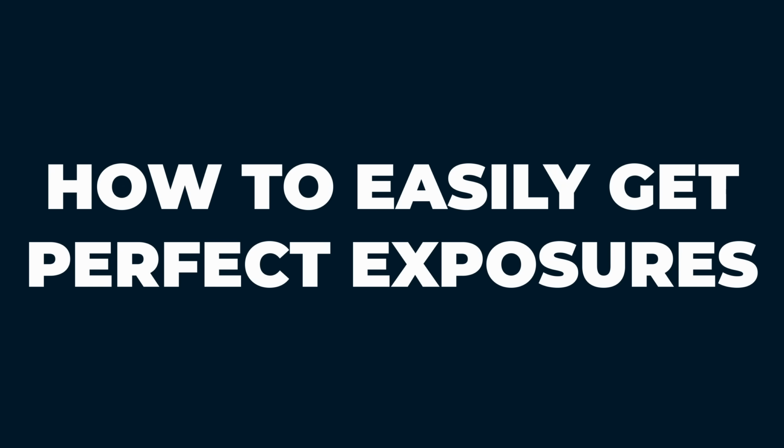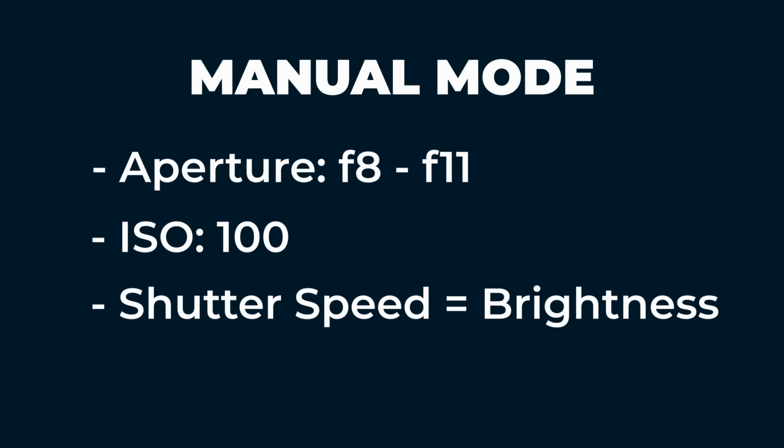But when you take everything that I've covered in this video and boil it down to its most simple to understand form, here is how you can easily get perfect exposures. Put your camera in manual mode, set your aperture to f8 to f11, ISO to 100, and then use your shutter speed as a brightness dial to perfectly dial in the best exposure without having to hope the camera gets it right with its best calculation. Now a quick side note, shutter speeds longer than 1/100th of a second are probably going to need a tripod for the photo to remain sharp.